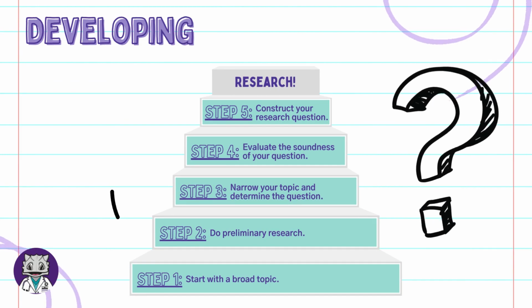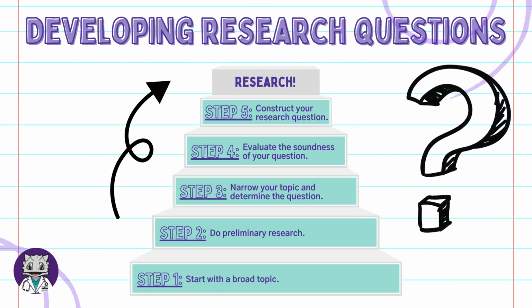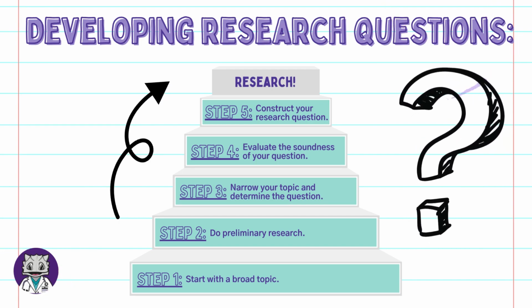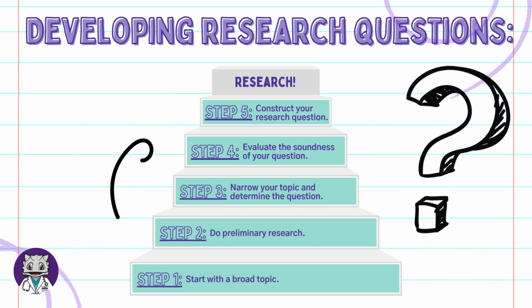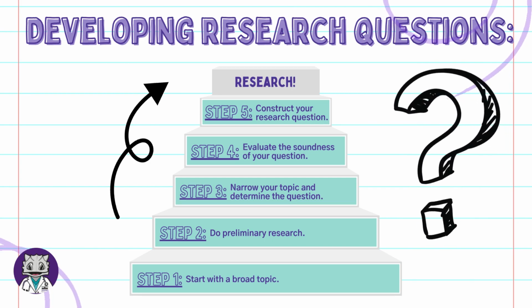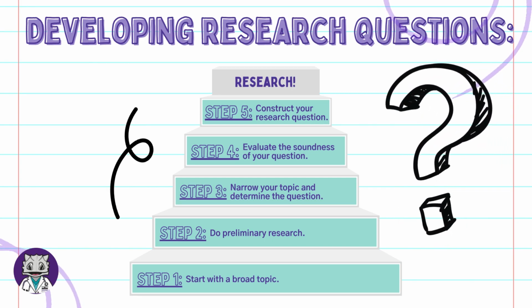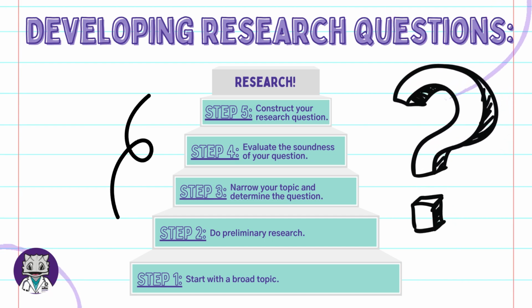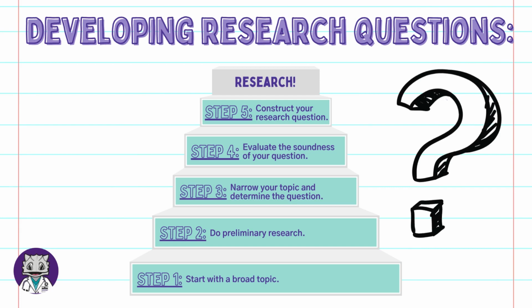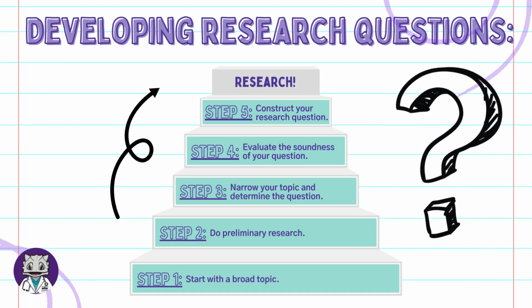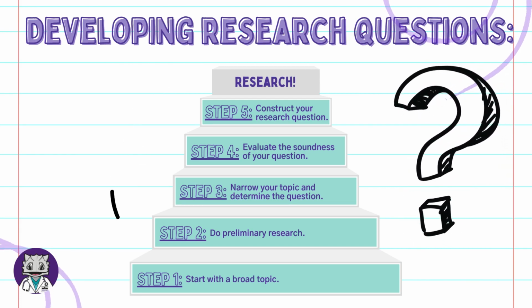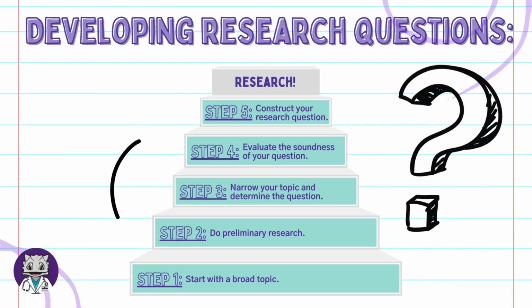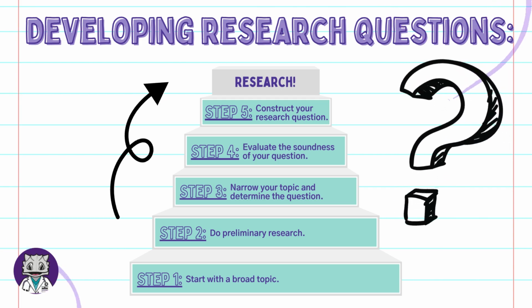Here are 5 steps that can help you develop your research questions. Step 1 is to start with a broad topic. What problem have you observed? Step 2 is to do your preliminary research. What knowledge already exists on this topic of interest or this problem? Step 3 is to narrow your topic and determine the question. What specific question are you attempting to answer? Step 4 is to evaluate the soundness of your question. Is my study designed to answer the question I am asking? Lastly, step 5 is to construct your research question.